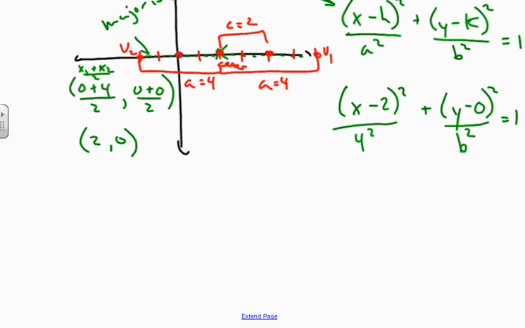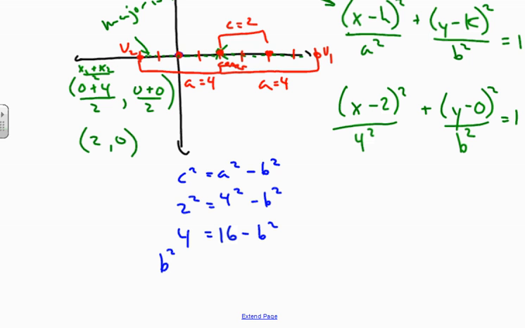We can then go over here and extend this page a little bit. We're going to take c squared, which equals a squared minus b squared. So c being 2 squared, a, which is 4 squared, minus b squared. And now we're going to solve for b squared. We're going to have 4 equals 16 minus b squared. I can add b squared to the other side, subtract 4 from the other, and we have b squared equals 12.